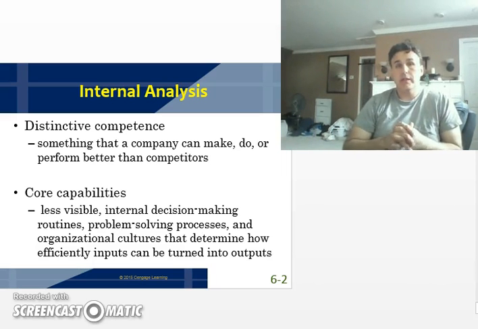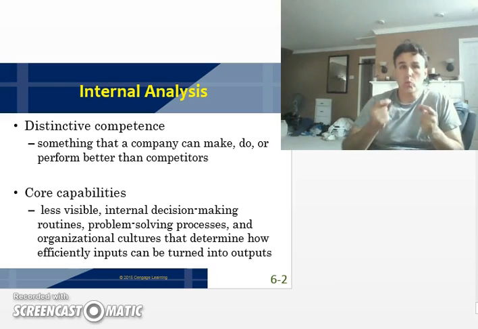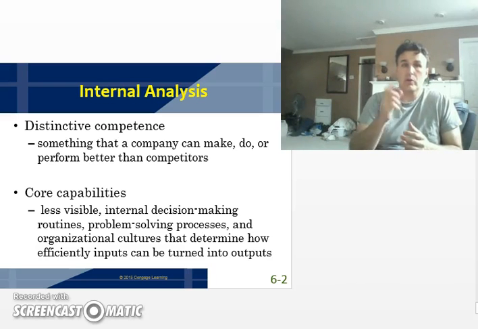Okay, when we do the internal analysis, we're looking at what are our distinct competences. What do we do really well or better than our competitors? For instance, Salt Lake Community College. What do they do better than their competitors? They offer small classrooms. They offer a really good price point. There's some other things that they offer. What are they? And what are their core capabilities?